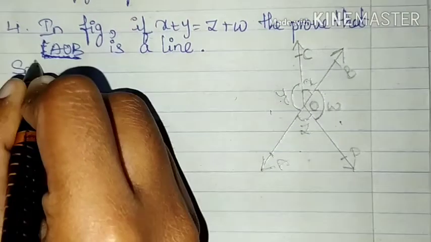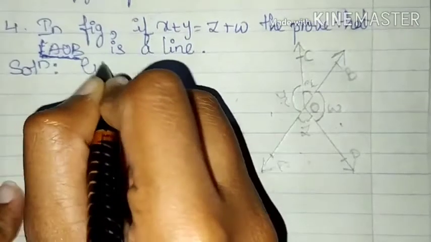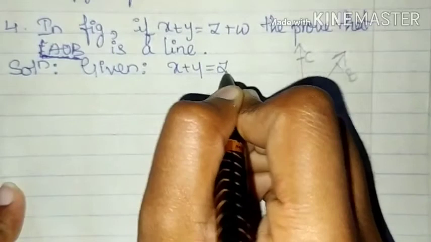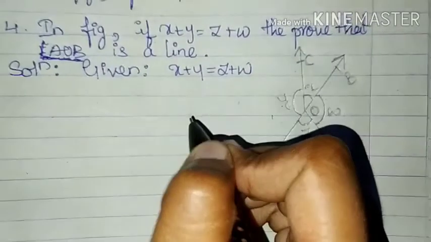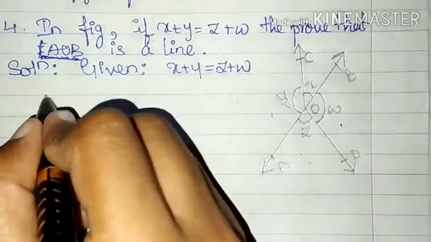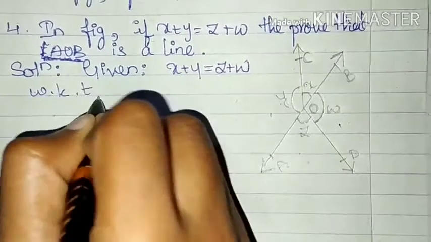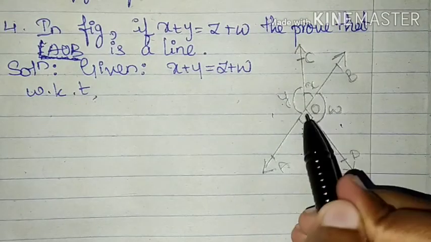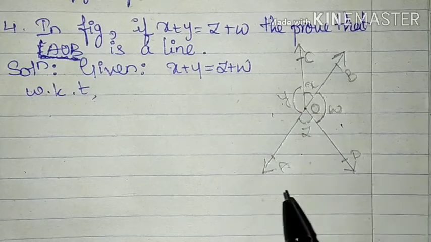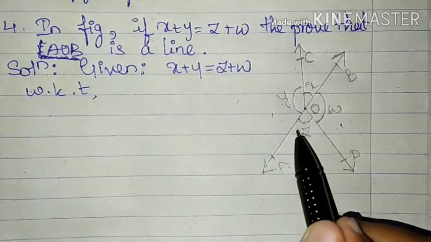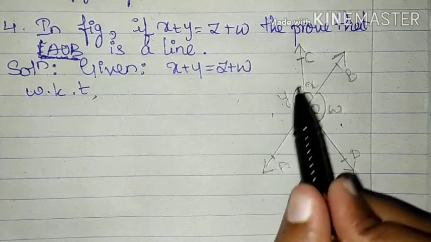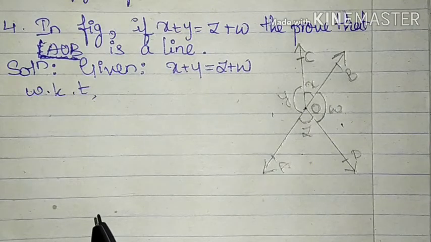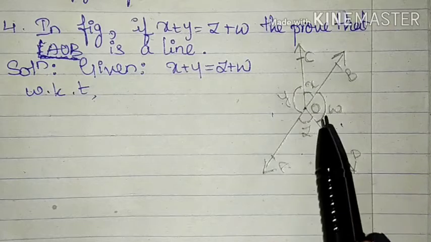So now solution: given x plus y is equal to z plus w. This is given to us. Now we know that, look here, x, y, z and w all are the angles surrounding a common point O, and when angles are around a single point O, their sum is always equal to 360 degrees. They are also known as angles around a point.